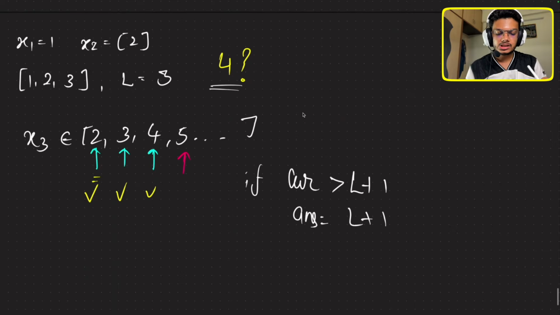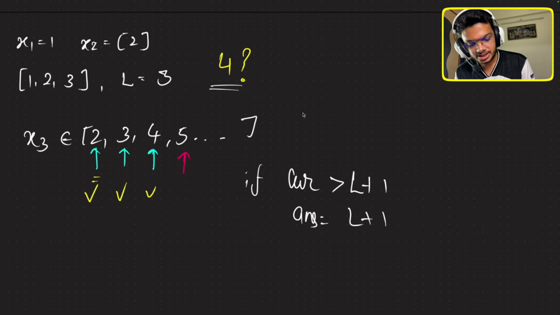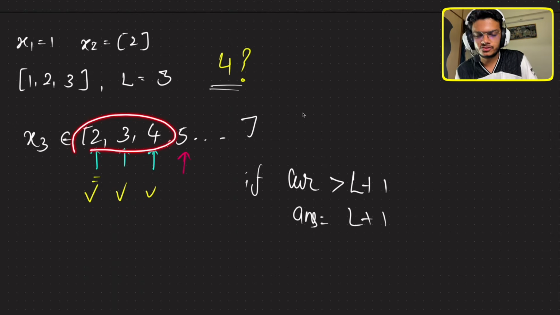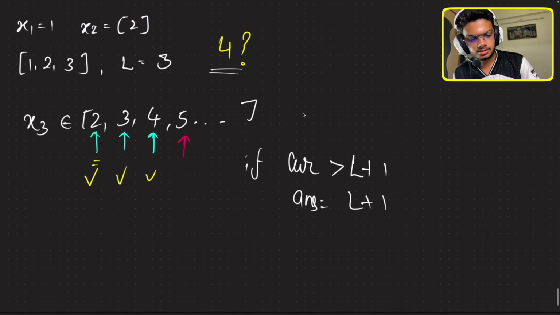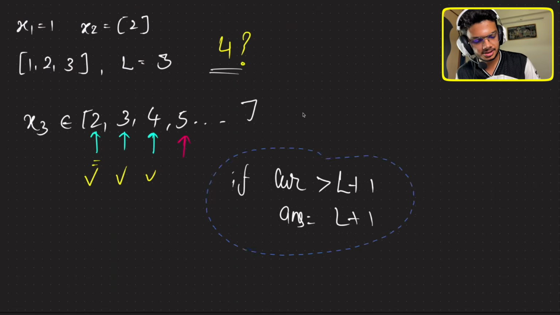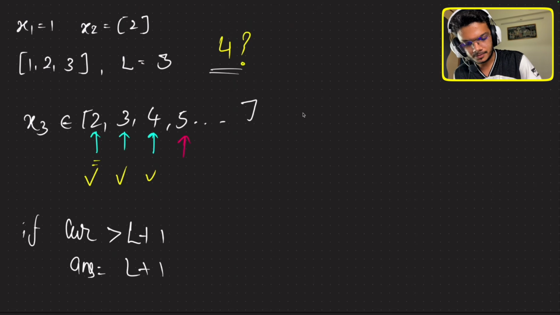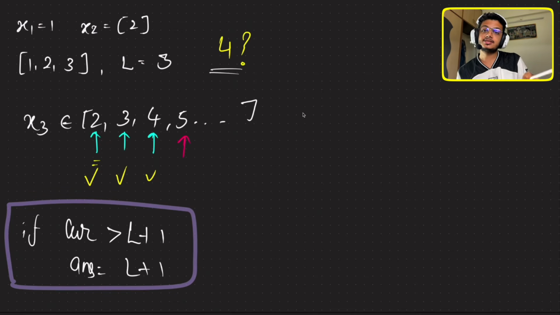Now, how will this L change when I choose x3, one of these guys, 2, 3, 4, because 5 anyway I cannot choose, right? Anything greater than 5 I cannot choose. I've got my answer. Let's see how L is getting affected. This will be interesting. Maybe let me write it here itself. This condition is great. So if the current guy is greater than L plus 1, what is L here? L is the largest sum that you can create after selecting the previous guy, right? After selecting the previous coin.